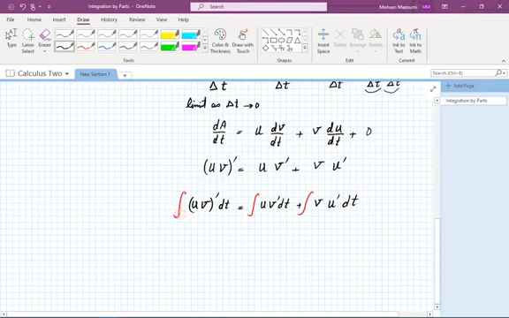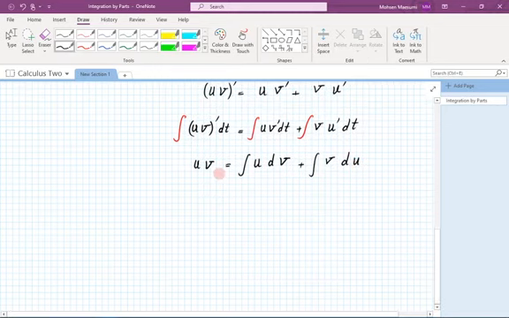Well, the integral of a derivative, by the fundamental theorem, is just the original function. In v prime dt, we write it as dv, the differential of v. U prime dt, we write it as du, the differential of u. So therefore this is nothing other than the product rule, which we just integrated back.